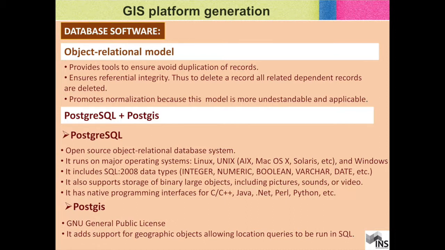The software selected was PostgreSQL with PostGIS. PostgreSQL is an open source database system that is compatible with the commonly used operating systems. It also includes the standard data types of the majority of databases, and it can store binary large objects like pictures or videos. PostGIS is also free software, and it adds support for geographic objects, allowing location queries to be run in SQL.